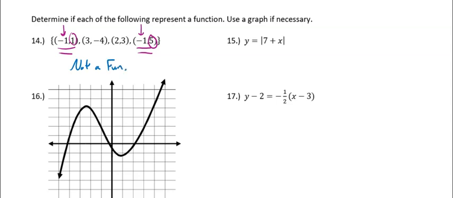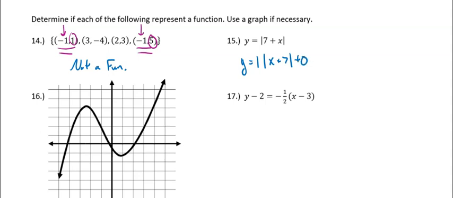Okay? If I look at the next one, I would look at this and say, does every input have exactly one output? The easiest way to think about this one is just to think about the graph. Because this is an absolute value, that's going to be a V when I graph it. It's not written quite right. There's a 1 out front, but this x would technically be written as x plus 7.